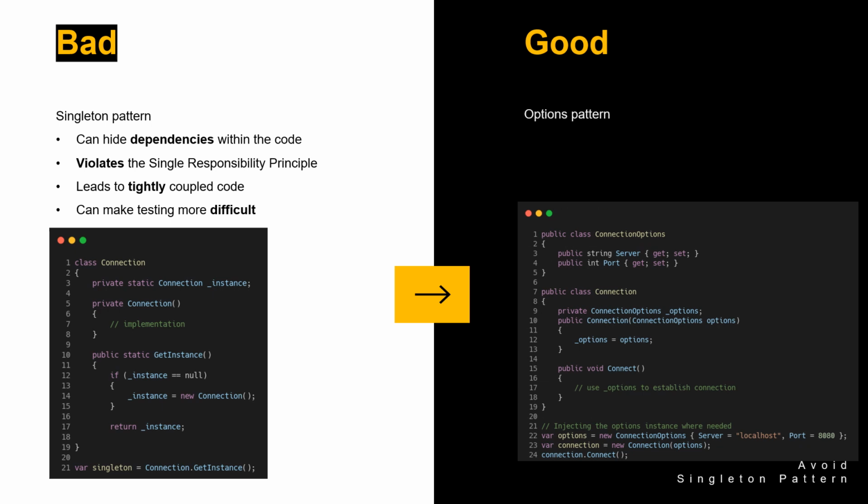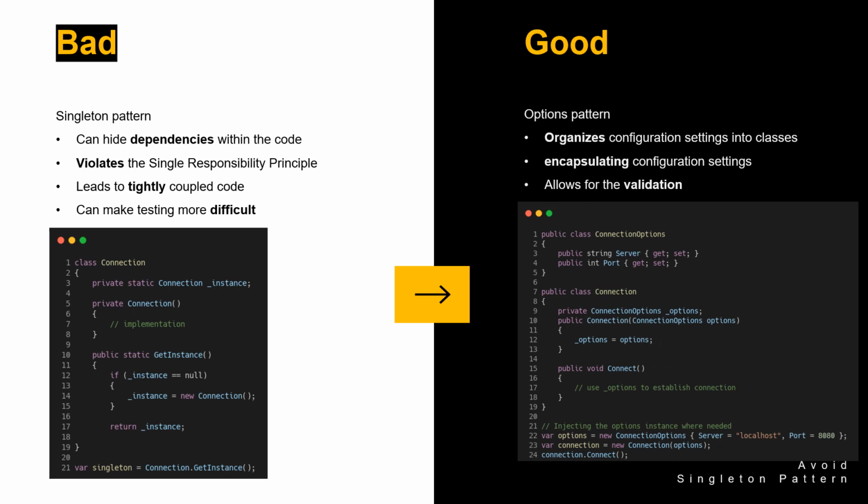The options pattern involves organizing related configuration settings into separate classes, which allows for stronger typing and easier access. By encapsulating configuration settings in this way, the app adheres to important software engineering principles like encapsulation and separation of concerns. Additionally, the options pattern allows for the validation of configuration data. This helps to ensure that the app is using accurate and appropriate settings.